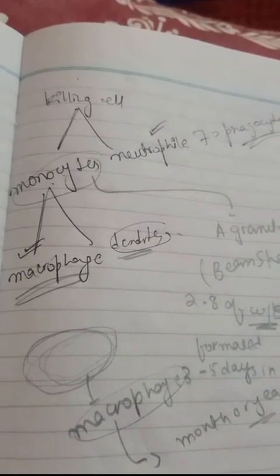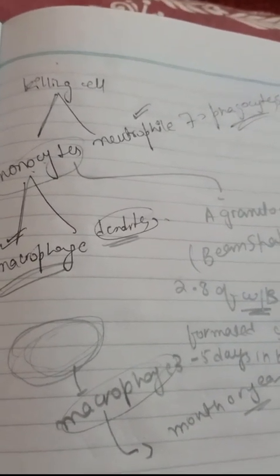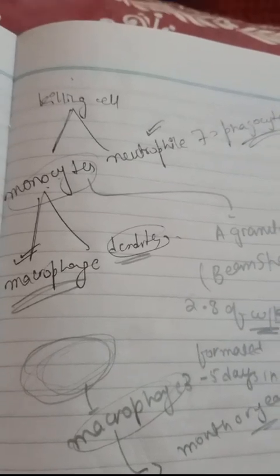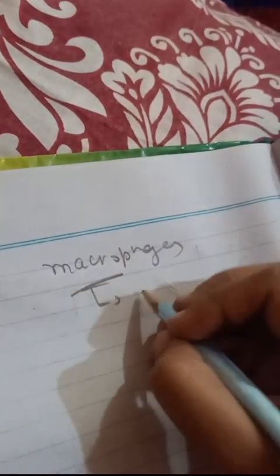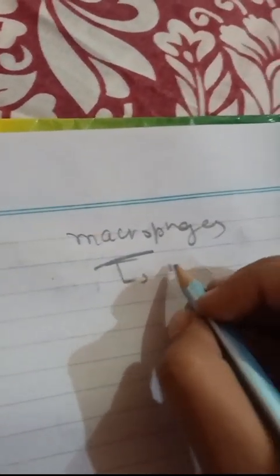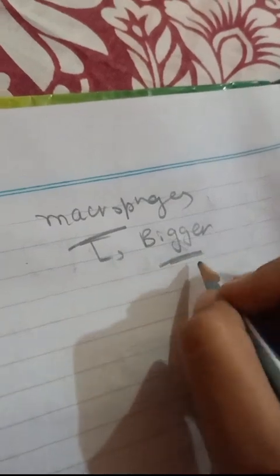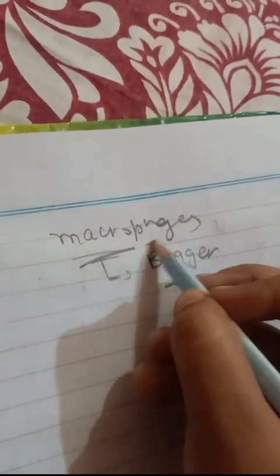We have discussed the monocytes. Now let's talk about the macrophages. Macrophages are bigger cells, formed from the monocytes. Macro means bigger and phage means eater, which means they eat bigger pathogens.